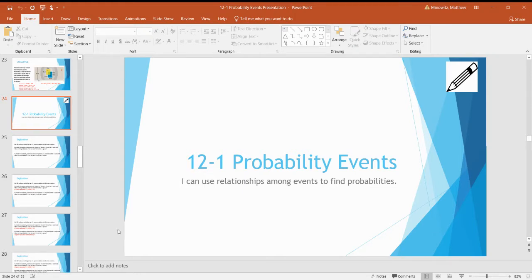Everyone, welcome back to day 2 of probability events. So today we're going to talk more about how to figure out probabilities. We're going to learn about independent and dependent events. And we're going to just continue to explore what probability is.